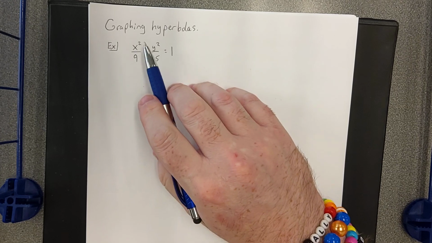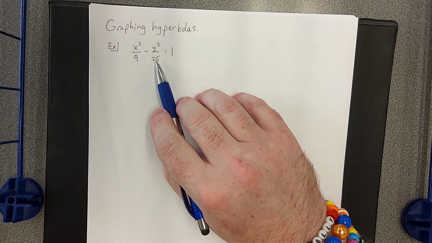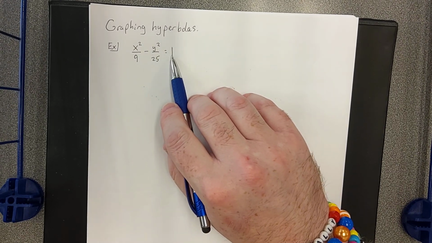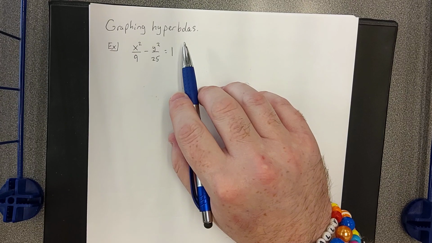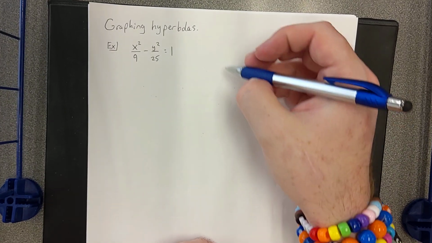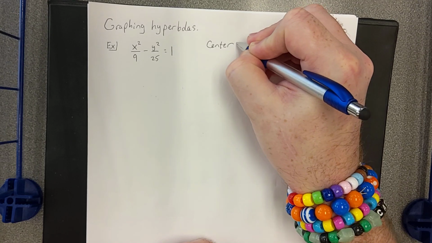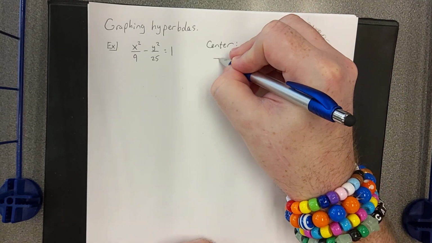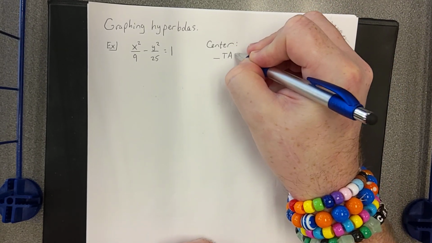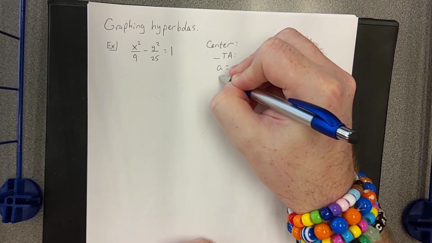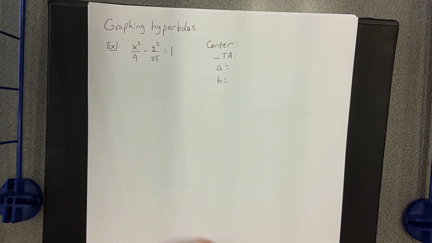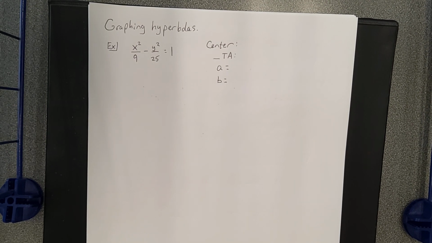So let's start here. Let's do x squared over 9 minus y squared over 25 is equal to 1. In order to graph the hyperbola, you're going to need to know three things. And those three things are: what is the center, what is the orientation, and the values of a and b. It's not necessary to have the value of c for this one, and I'll explain why as we go along.